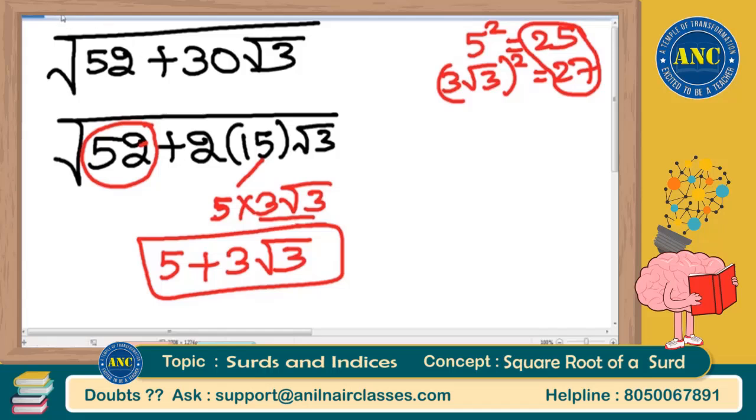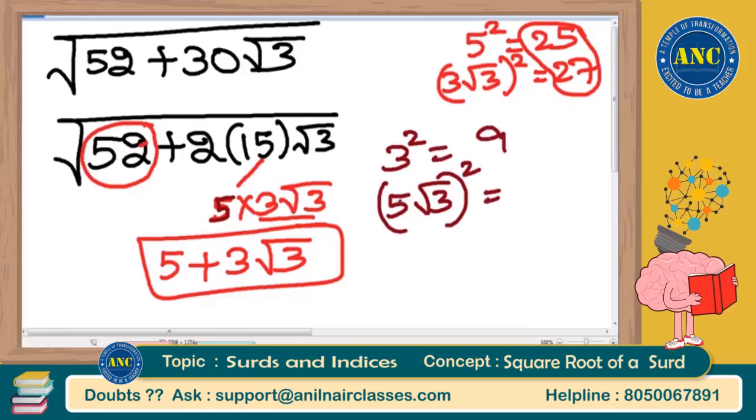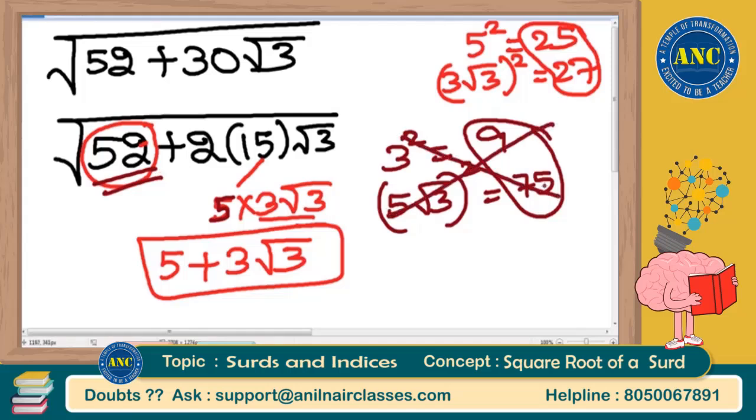You might also think of writing 15 as 3 into 5. First value is 3, second value is 5 root 3. Check it out. If I add these two squares, this is 9 plus 5 square is 25, 25 into 3 is 75. 9 plus 75, is it nothing but 52? No, it is not 52. Therefore, that is not the right representation. I hope the idea is clear for everyone.